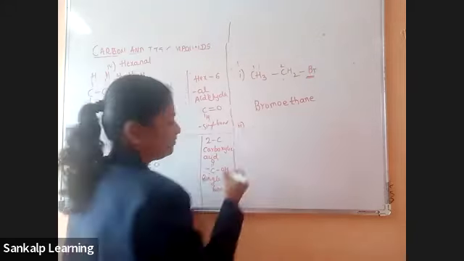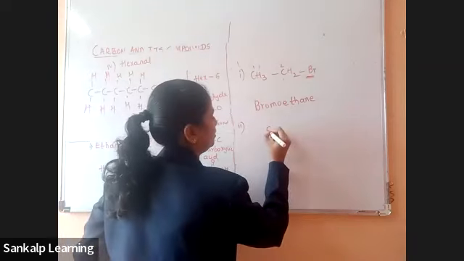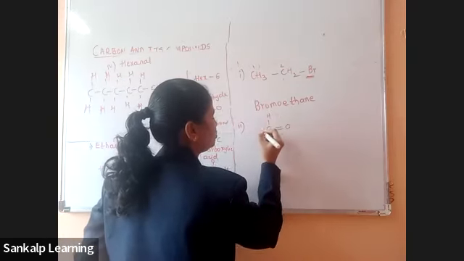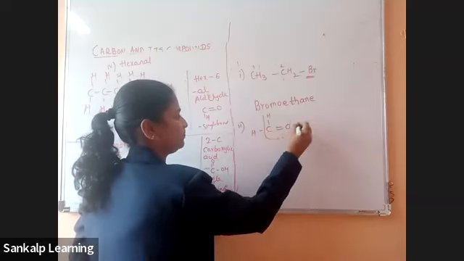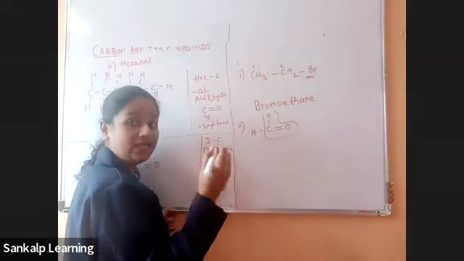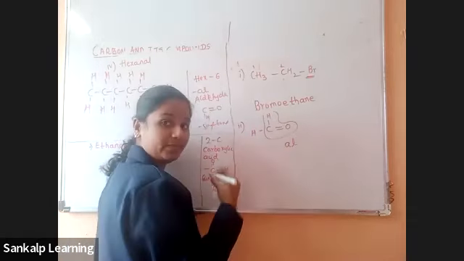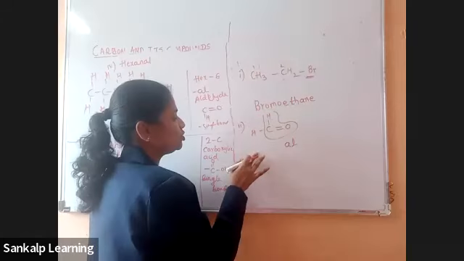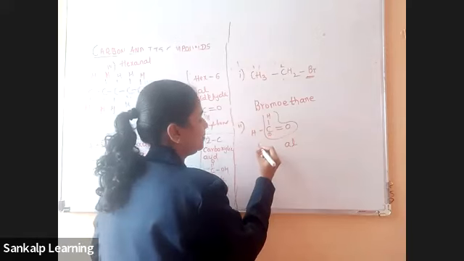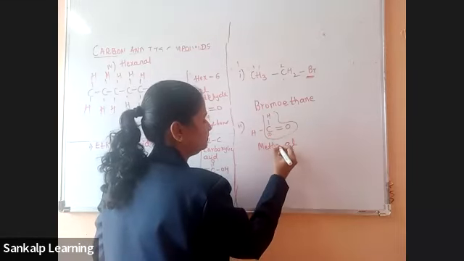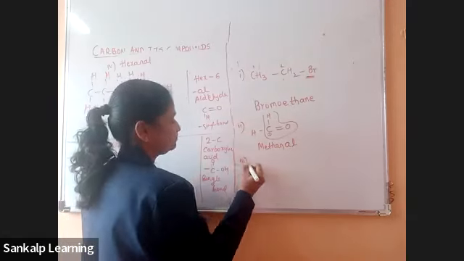Next one, we have a structure of C double bond O, H. See here, C double bond O, H is an aldehyde. So the suffix will come as AL. Suffix will come means after the word. So what is the number of carbons? Only 1, right? So methanal. Third one.